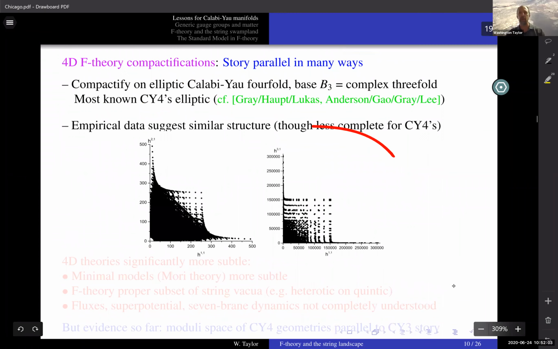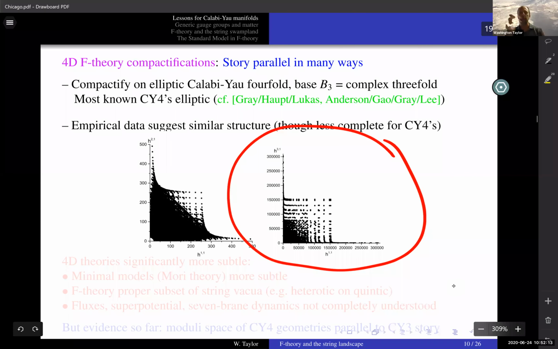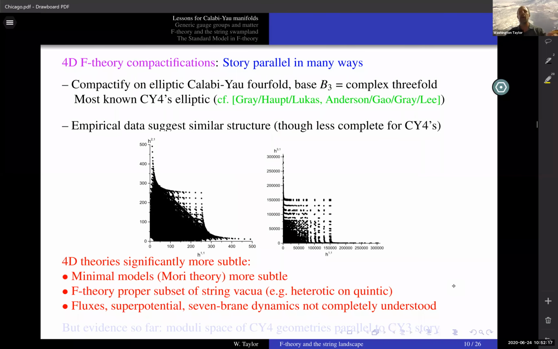Here's a graph of the Hodge numbers of the Calabi-Yau fourfolds. The numbers are much bigger, but they follow a very similar pattern, same kind of shield. The 4D theories are significantly more subtle in the physics because the minimal model story, the analog of those Hirzebruch surfaces that Antonella told us about, has to use something called Mori theory, which is more subtle and complex.